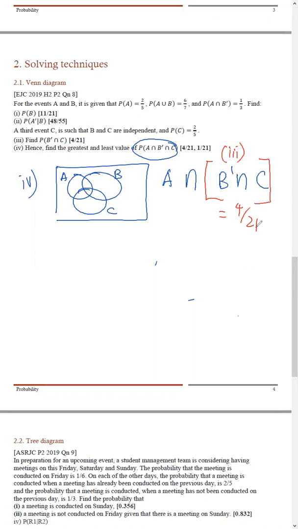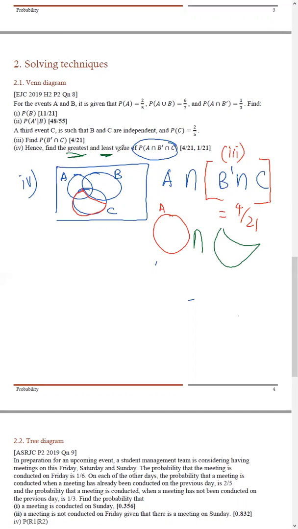If I look at it in terms of the Venn diagram, A is your circle A. B prime intercept C, where is B prime intercept C? B prime intercept C is actually this crescent over here. So what I want to find out is the intersection between A and this crescent, and what is the greatest and the least value that we can have.